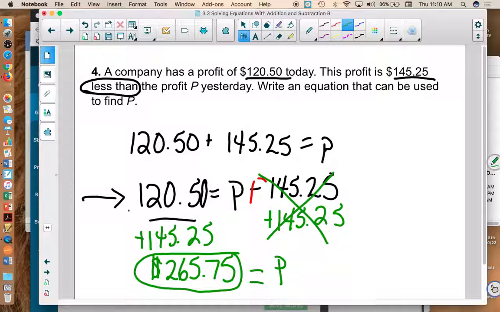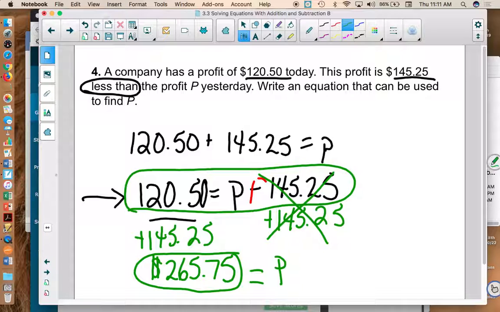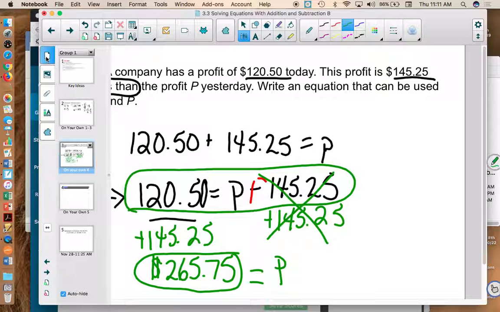This is the expression you want to start with, though. This is the expression you want. Because we're writing algebraic expressions and we're learning how to write those. Sixth graders are learning how to write those right now also. Okay? $120.50 equals P minus $145.25. That's where we start. Okay? Does everybody see now where that start came from? Yeah. Okay.